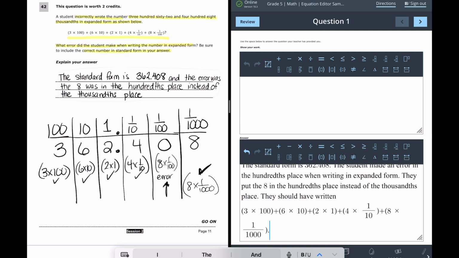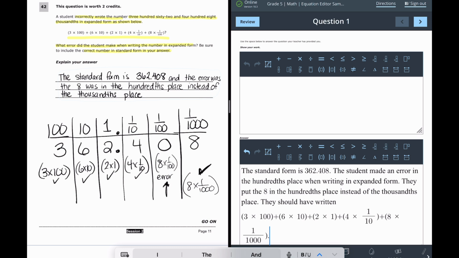Alright, so give yourself a point if you wrote the answer correctly in standard form and you found the error in the hundredths place and told them where to fix it. Score yourself as a 0, 1, or 2.